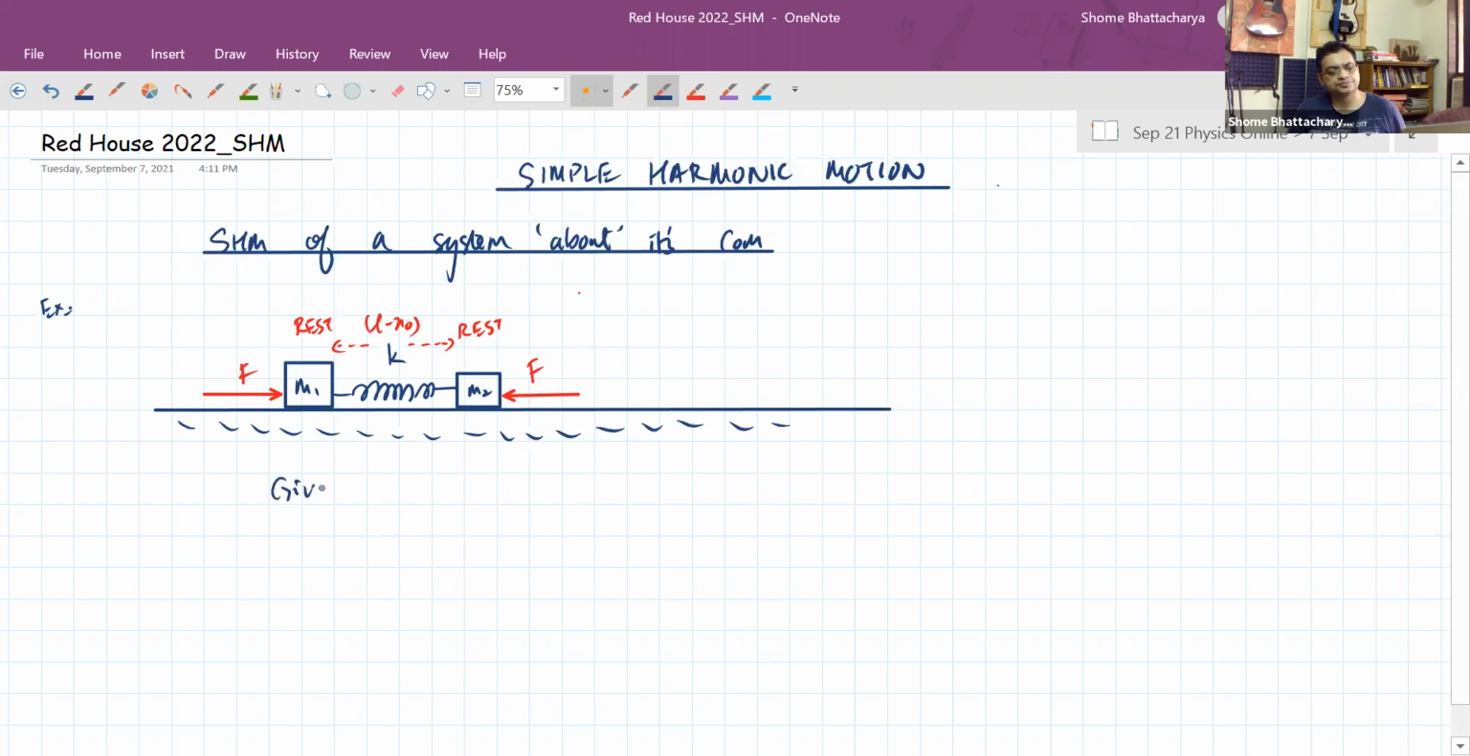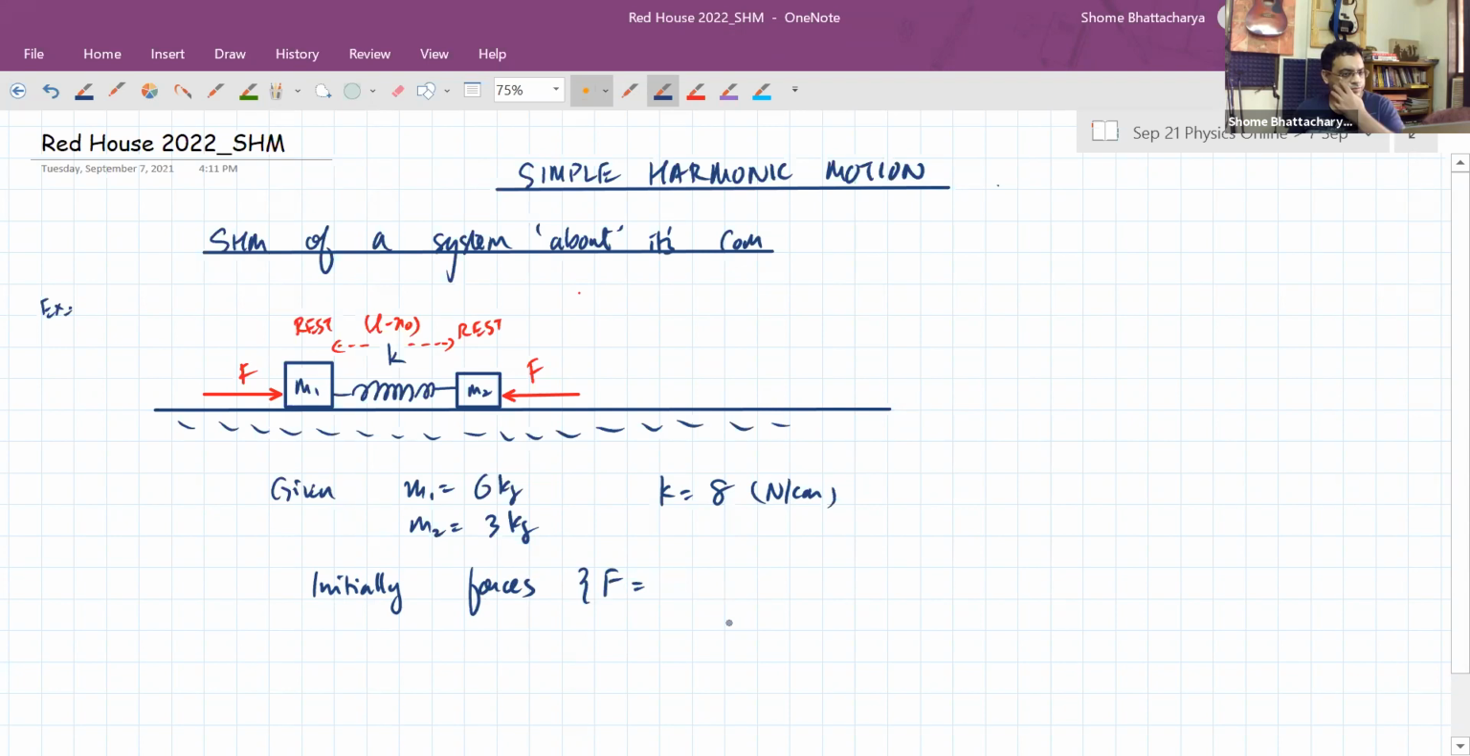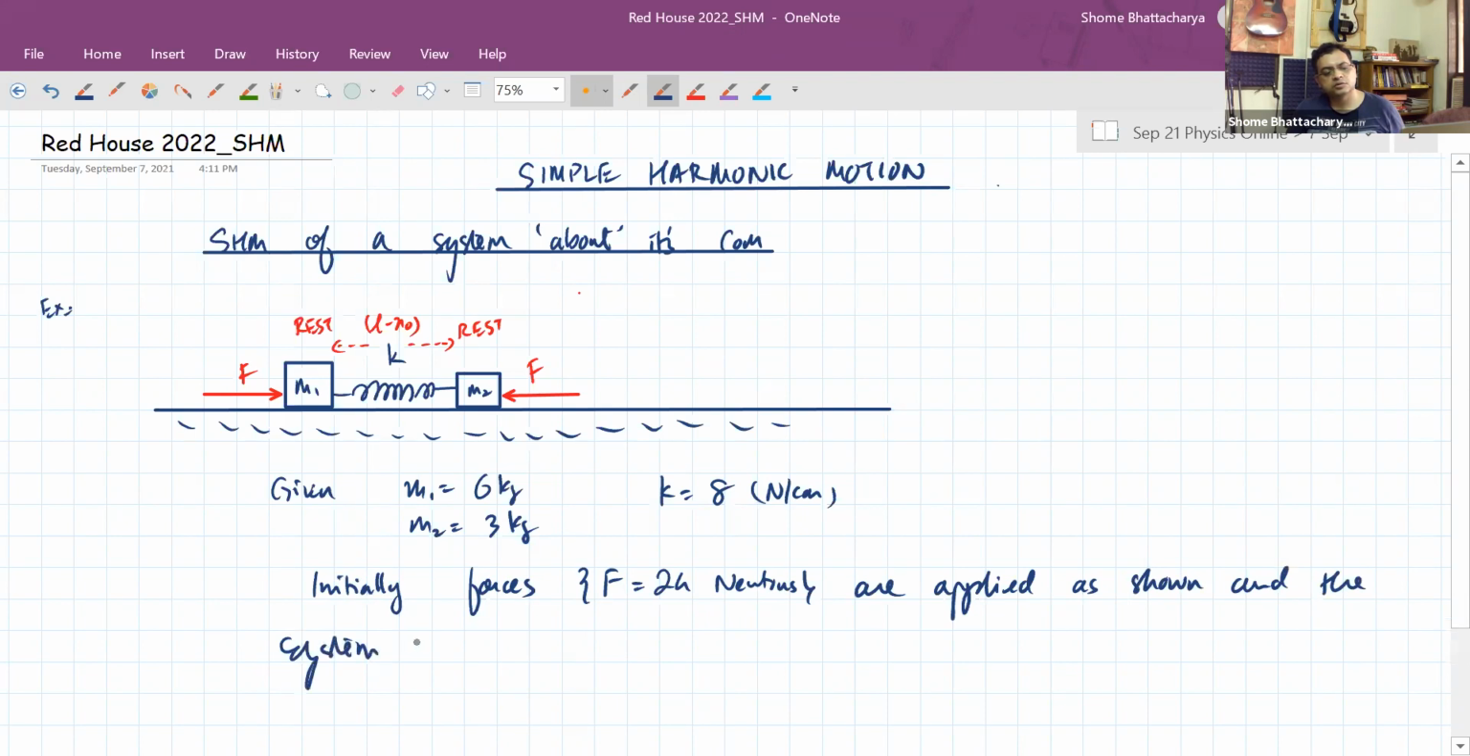Suppose masses are 6 kilograms and 3 kilograms, and the spring constant is, let us say, 8 newtons per centimeter. Now, initially, forces of magnitude, let us say, 24 newtons are applied as shown. And the system is at rest and in equilibrium.